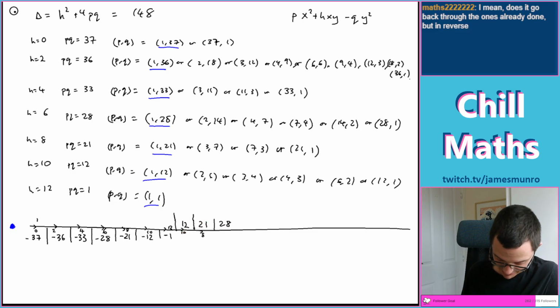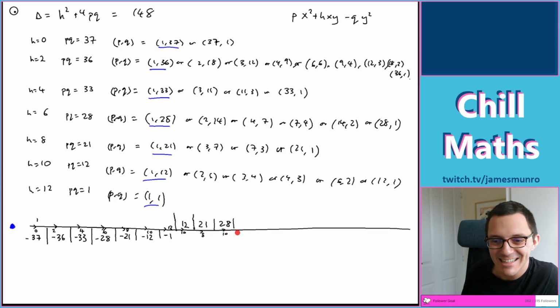This one's got a pleasant pattern to it, hasn't it? Look. We're seeing numbers over here that we saw over there. So I predict that if I keep doing this maths, I'm going to see 36 and 37 next, aren't I?